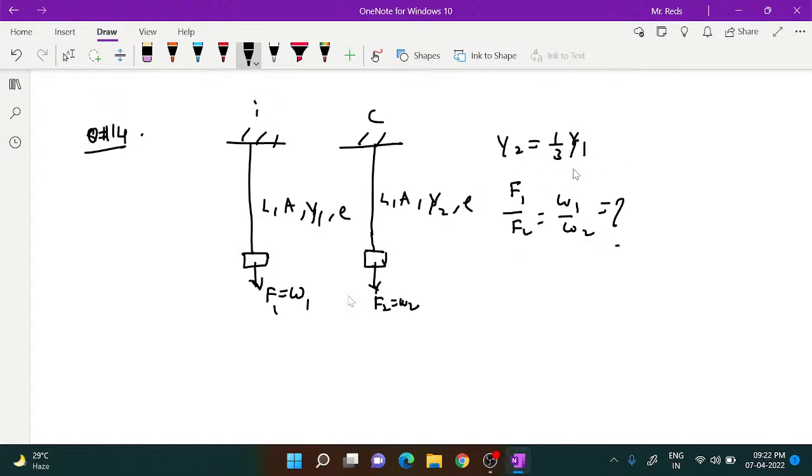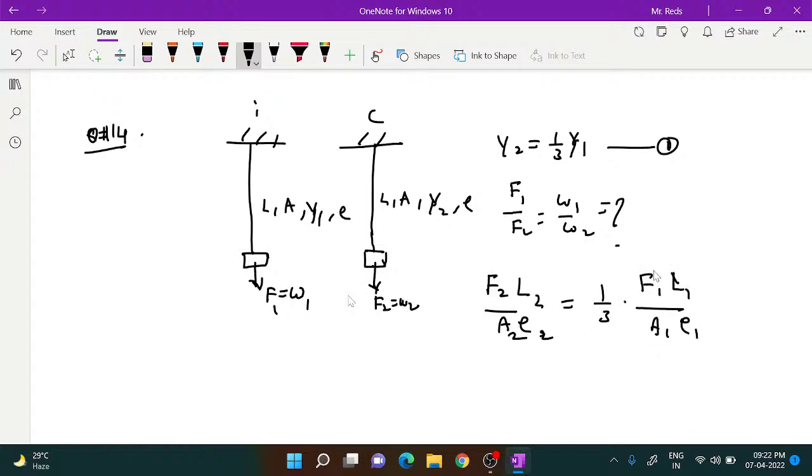You can take any condition. Y2 equal to 1 by 3 of y1, right? From this one you can take, otherwise Y equal to stress by strain. Stress is nothing but force by area, so Y is F L by A into delta L. Here the elongation is E. So F2 L2 by A2 E2 is equal to 1 by 3 times F1 L1 by A1 E1. But L1 equals L2, the lengths are the same, A1 equals A2, the areas are the same, and the elongation is also the same. So all this cancels out, then F2 is equal to 1 by 3 F1.